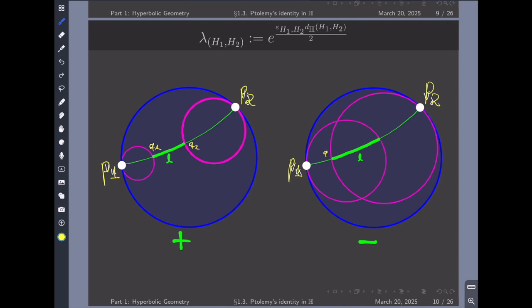Yes, so the first one is correct, the one on the left. On the right, this is Q1 and this is Q2. Of course, the segment cut off has a hyperbolic length, which is precisely the hyperbolic distance between the cutoff points. In both cases, this L is the hyperbolic distance between Q1 and Q2.